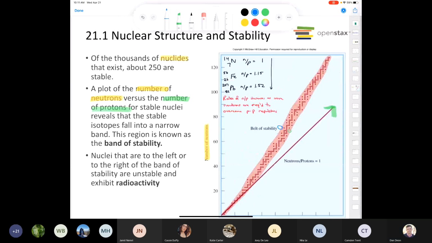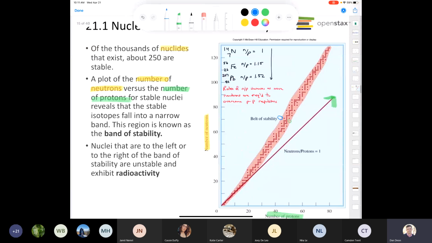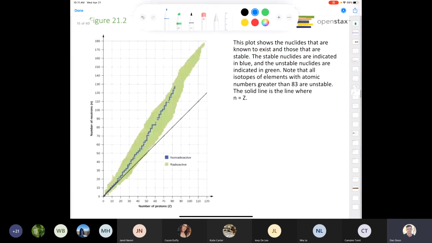All right, just another point about the band of stability, and this is the figure that you see in your textbook, in the OpenStax textbook. It says here that if you look at isotopes of elements with an atomic number greater than 83, so 83 would be around where?